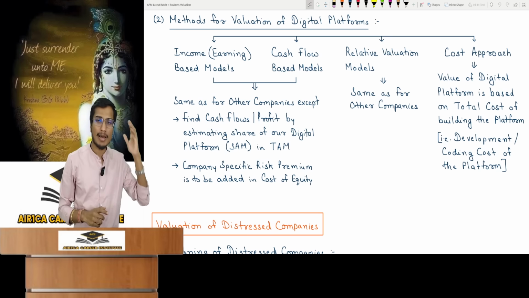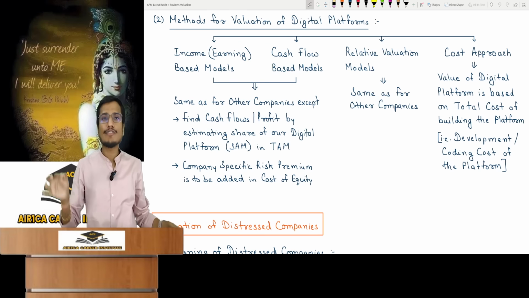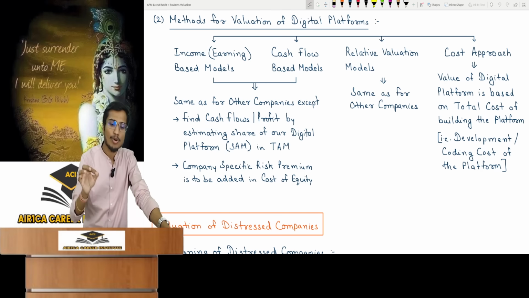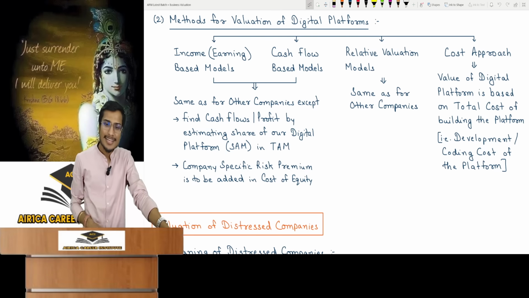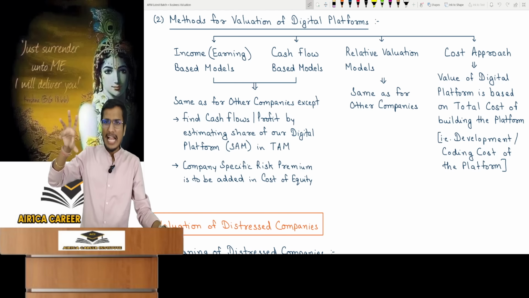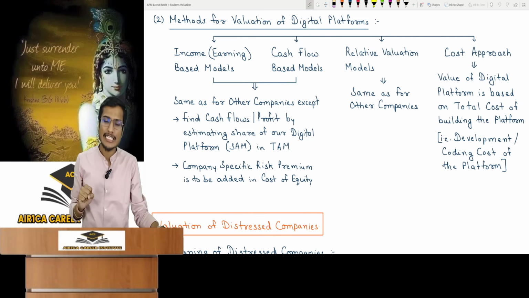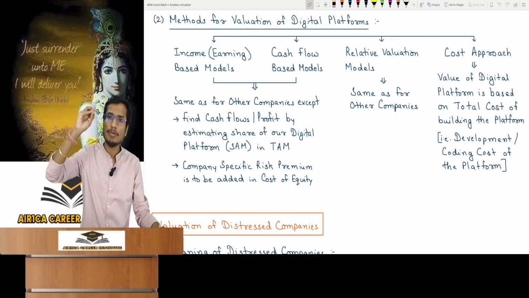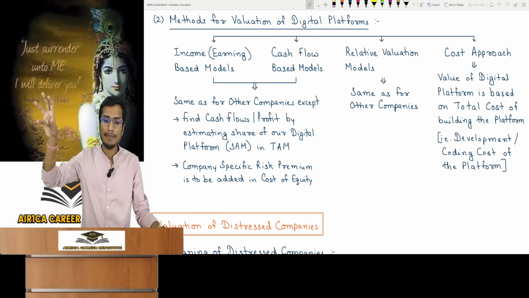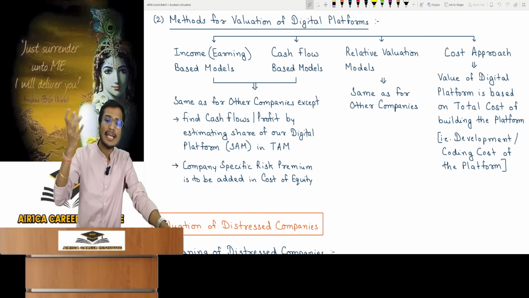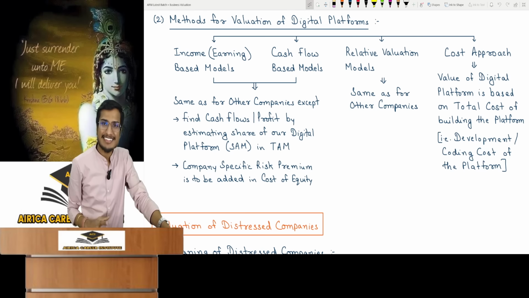Now I'll explain with an example. First point, find cash flows or profit, by estimating the share of our digital platform, which you will call SAM in TAM. What is this, sir? SAM TAM. Listen, this is for practical life, not for the exam. You have to estimate future cash flows. But if it's an earning based model, then future profit, I'm telling you according to cash flow. You have decided on FCFF, FCFE, whatever model you have decided, you estimate the cash flow according to that model. So to estimate future cash flows, it's explained how to estimate them in the case of a digital platform.